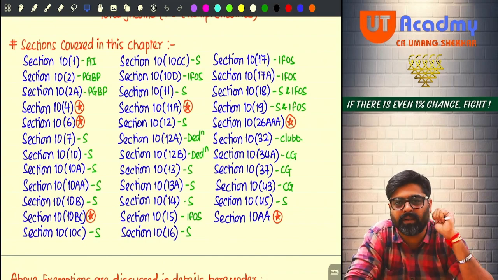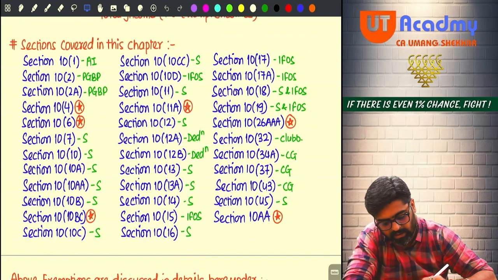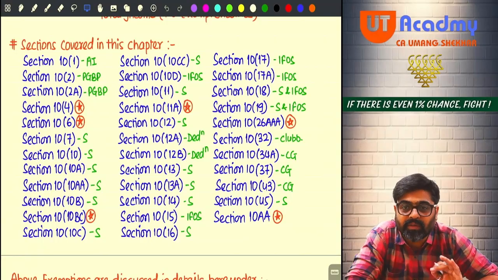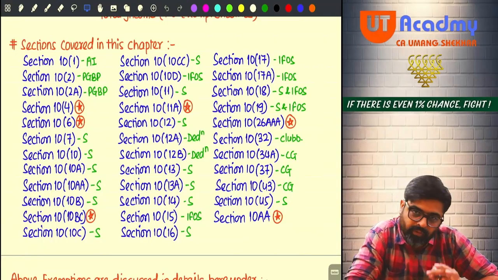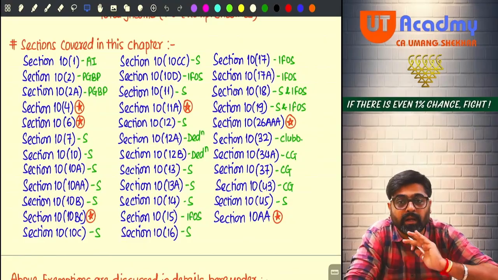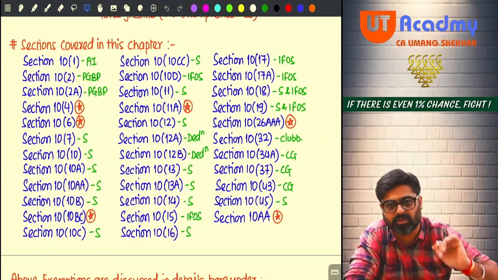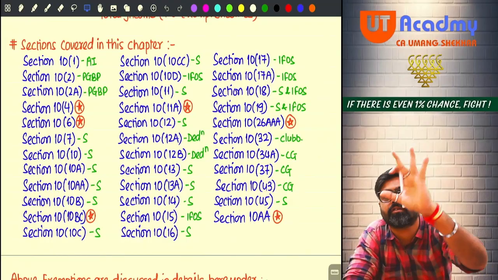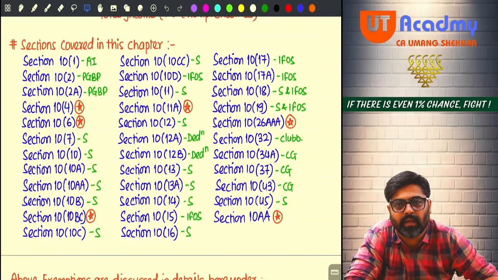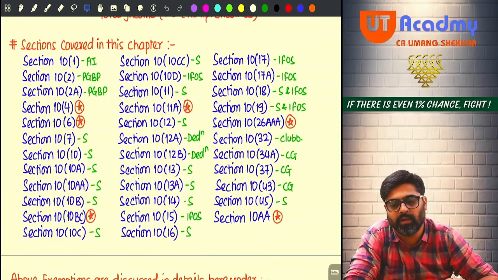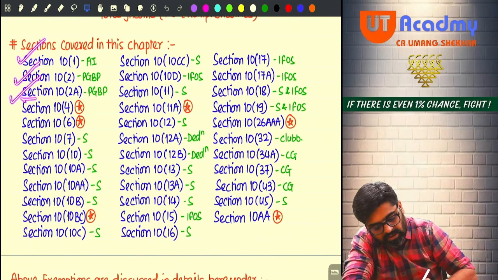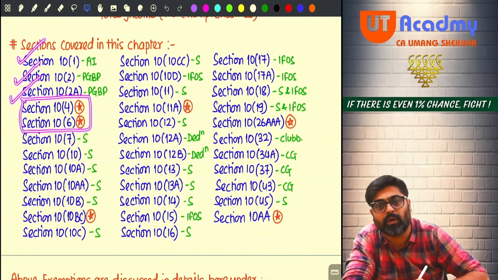This I have already explained. See, besides every section, in green color I have written something. That is the name of the chapter. If we have finished those chapters, then 100% I have finished those exemptions also, because in those chapters I have definitely discussed these sections at proper places. 10.1, 10.2, 10.2a already done. I have to just discuss 10.4 and 10.6 with you now.